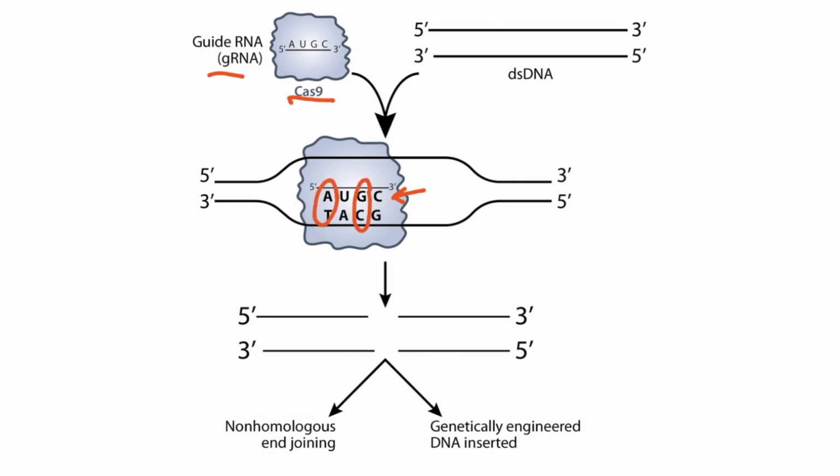From here, Cas9 makes a cut in the target sequence of DNA. Notice that there is now a gap region shown right here. Finally, the gap region can be repaired through non-homologous end joining, or genetically engineered DNA can be inserted.